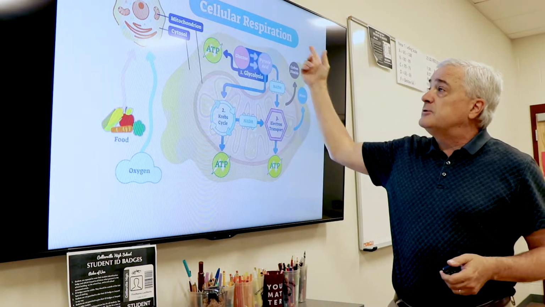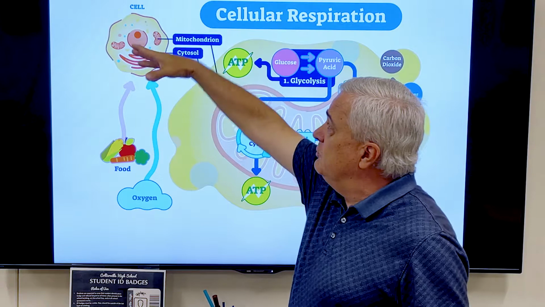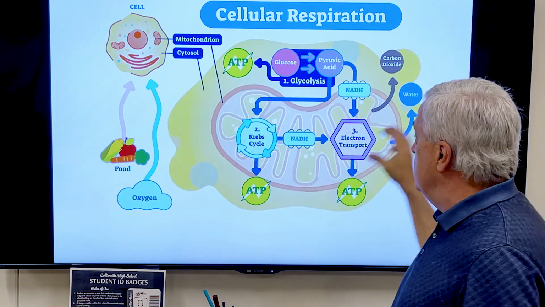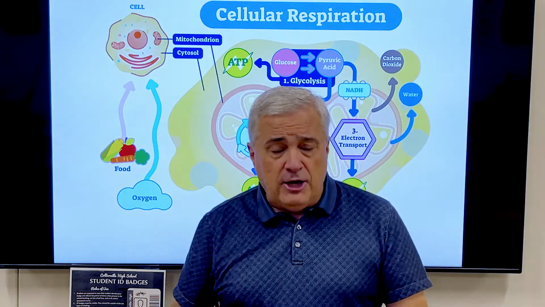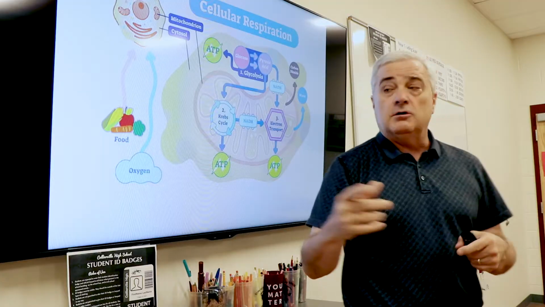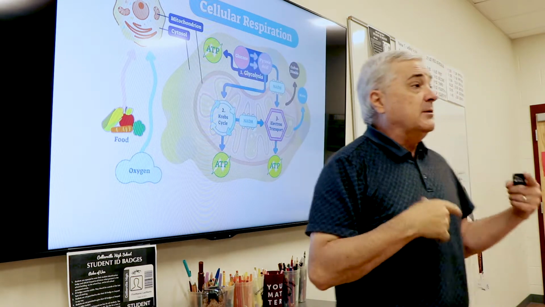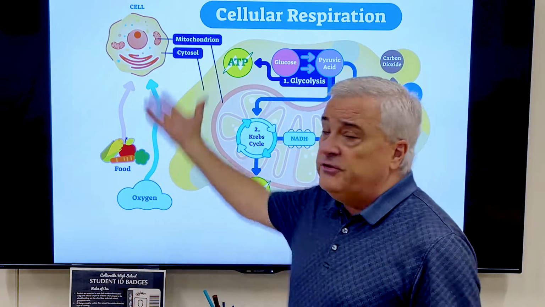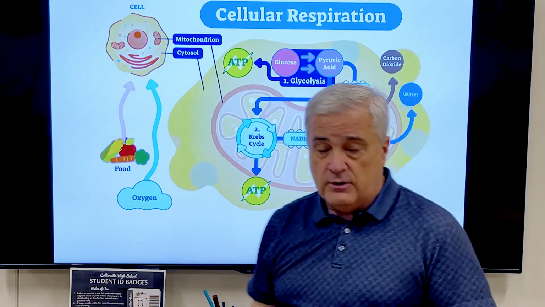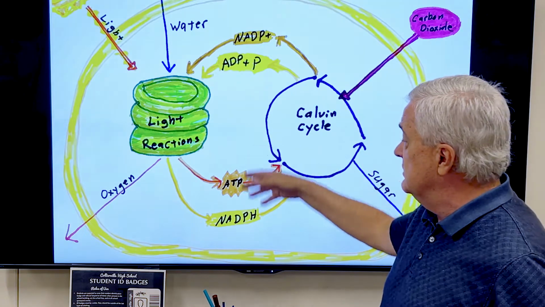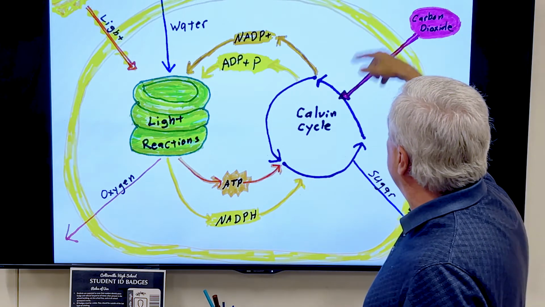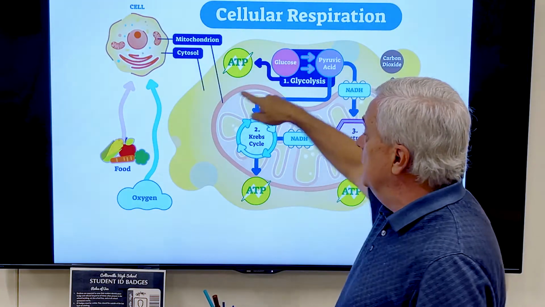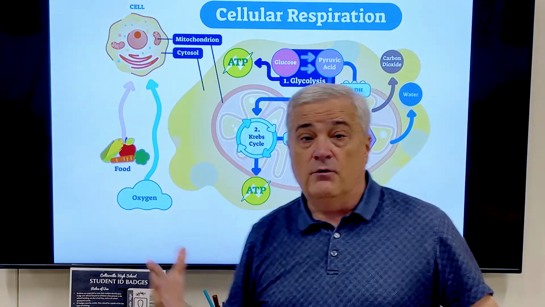All right, cellular respiration begins with oxygen and food going into the cell, and then we have glycolysis, and then we have the Krebs cycle, and then we have the electron transport chain. Now, the entire purpose of cellular respiration is to create adenosine triphosphate that the body can use to do all the cellular functioning. The stuff that goes into cellular respiration comes out of photosynthesis. We get the sugar and the oxygen from photosynthesis. Those are the inputs, oxygen and food, for cellular respiration.